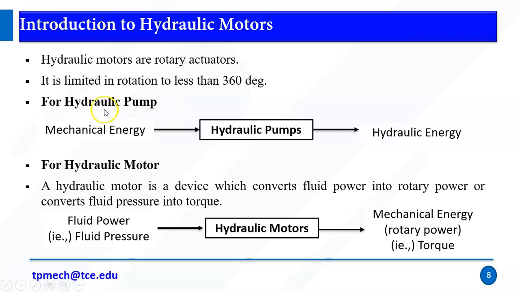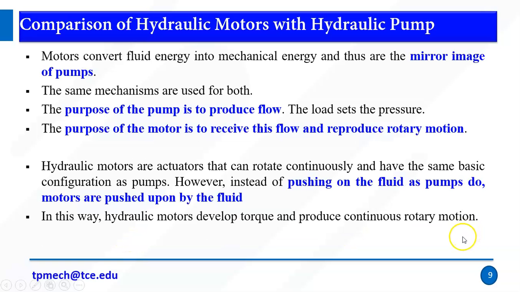As we know, for a hydraulic pump, mechanical energy is converted to hydraulic energy. For a hydraulic motor, fluid pressure or hydraulic energy is converted to mechanical energy. A hydraulic motor is a device which converts fluid power into rotary power, or fluid pressure into torque. Fluid power in the sense it may be the pressure, and the pressure is converted to torque.